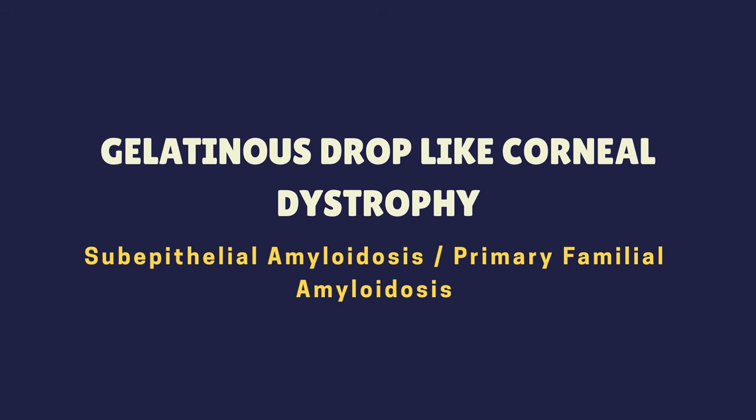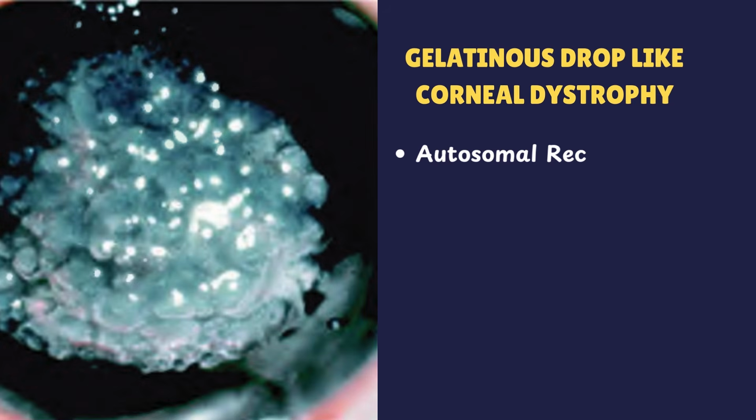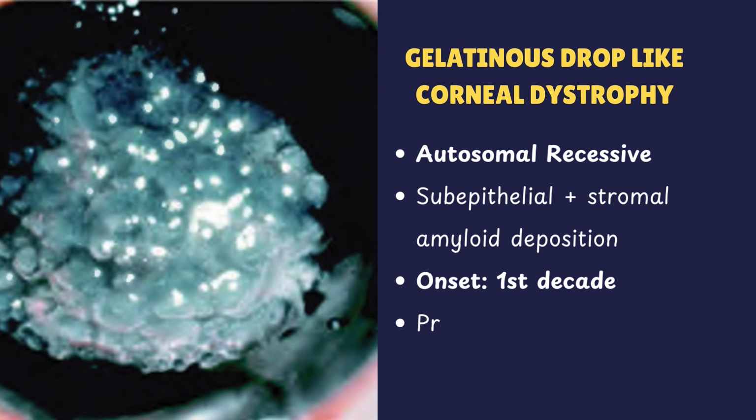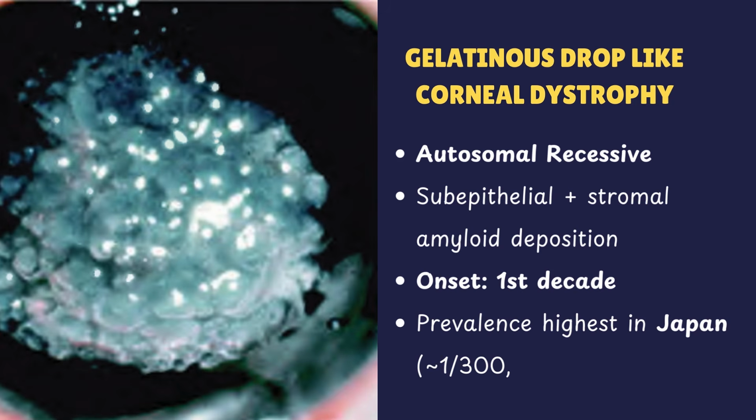stroma. A few important high-yield points to remember right away about GDLD are: unlike the previous corneal dystrophies that we discussed, GDLD is an autosomal recessive condition and it usually presents in childhood. Moreover, it has been reported most frequently from Japan.